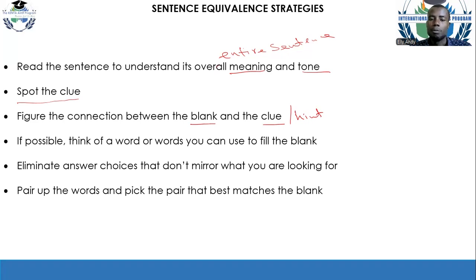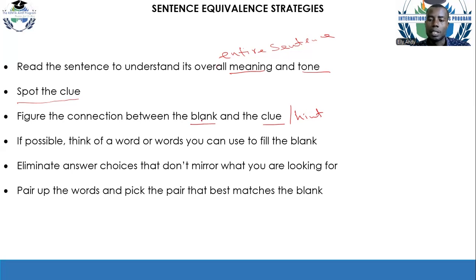Then for most of these questions, the elimination method works well based on the understanding you have of the sentence and the clue and the hint and the connection between the blank and the clue. You can eliminate the answer choices that don't seem to fit the blank so that you remain with the right answer.